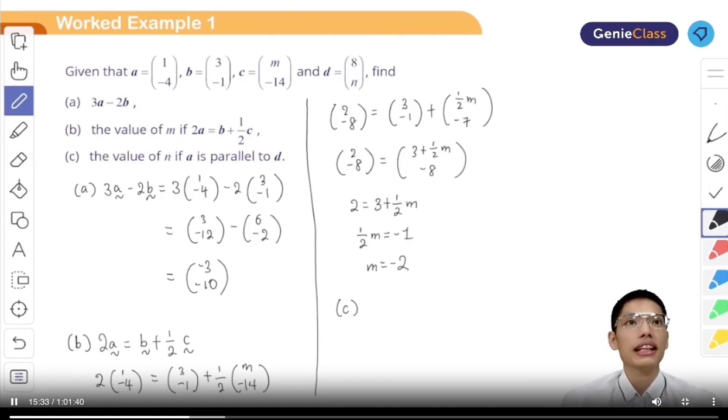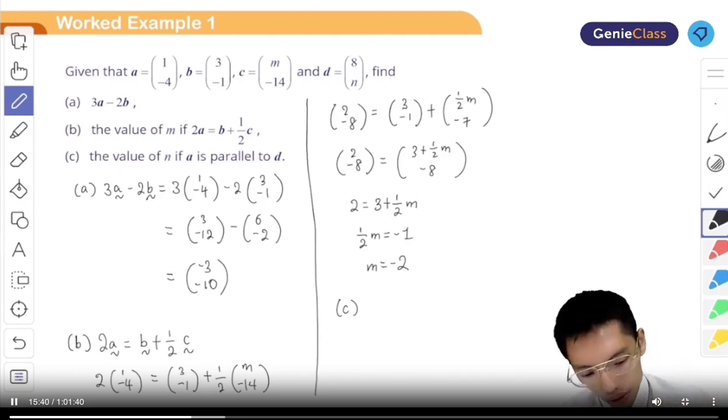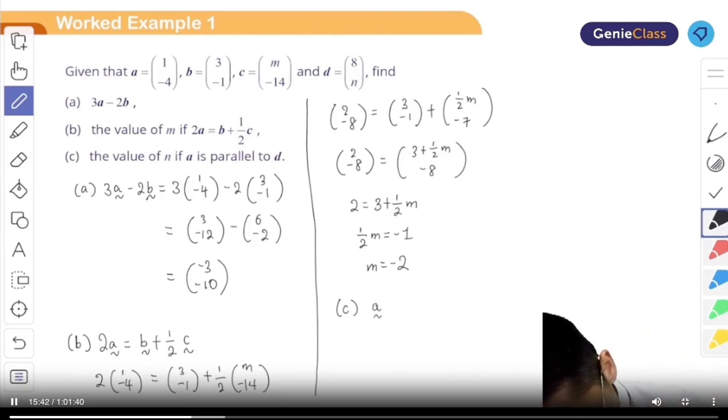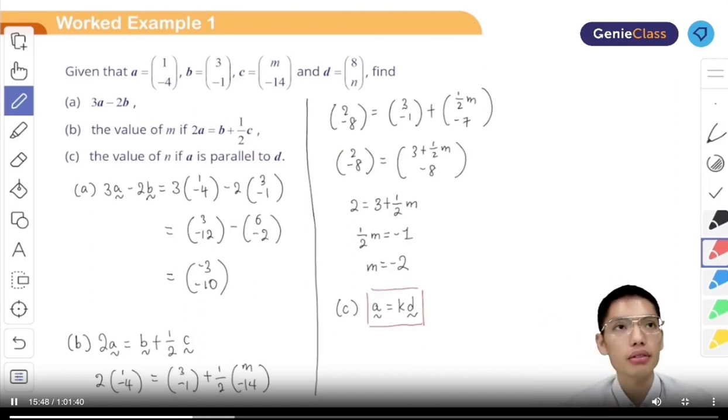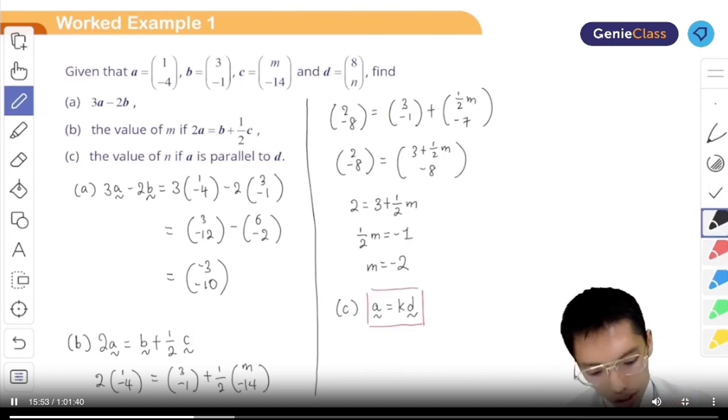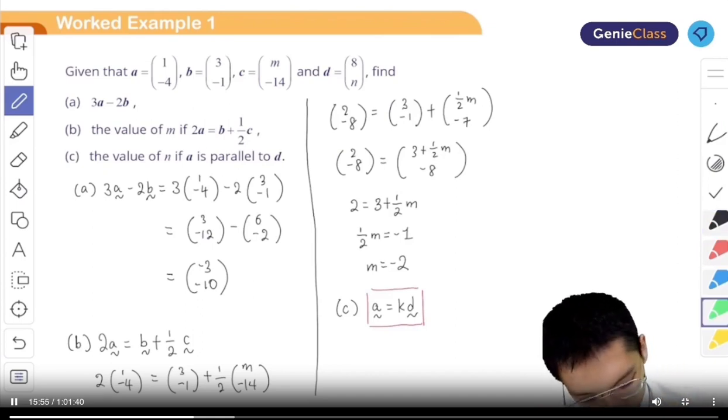Over here, with vectors, we talk about direction, so we need to know a certain thing. Take note, A is parallel to D. So what we want to do is say A is a scalar multiple of D. When we talk about parallel vectors, take note, we write this statement down first. Very important.